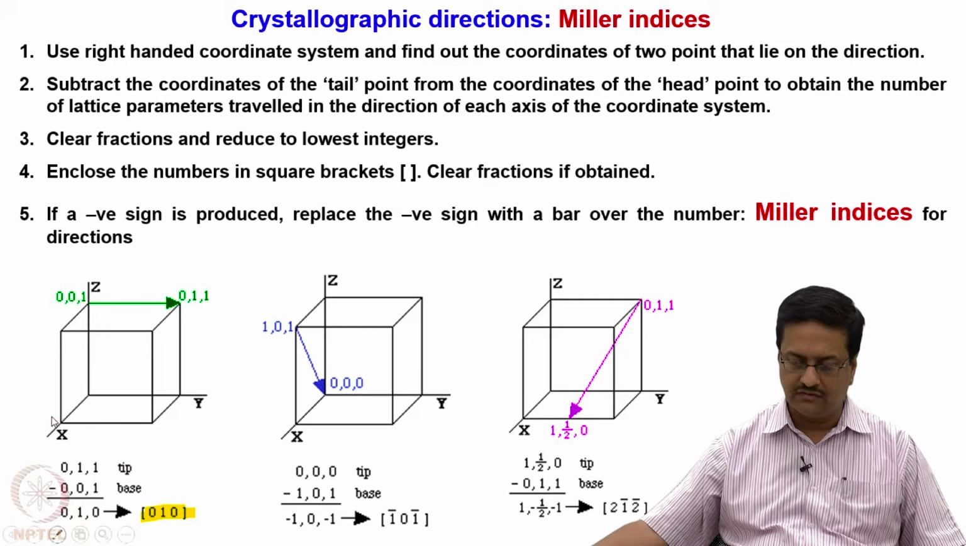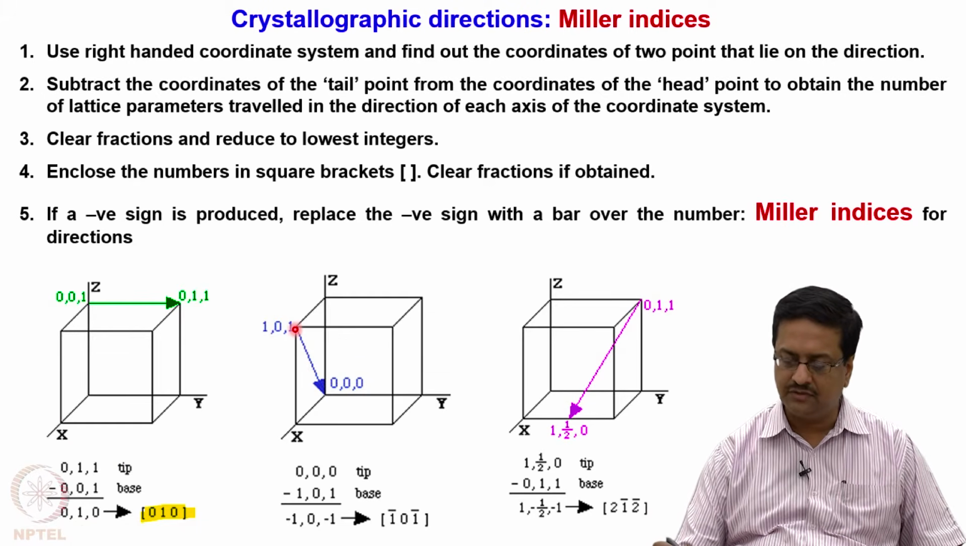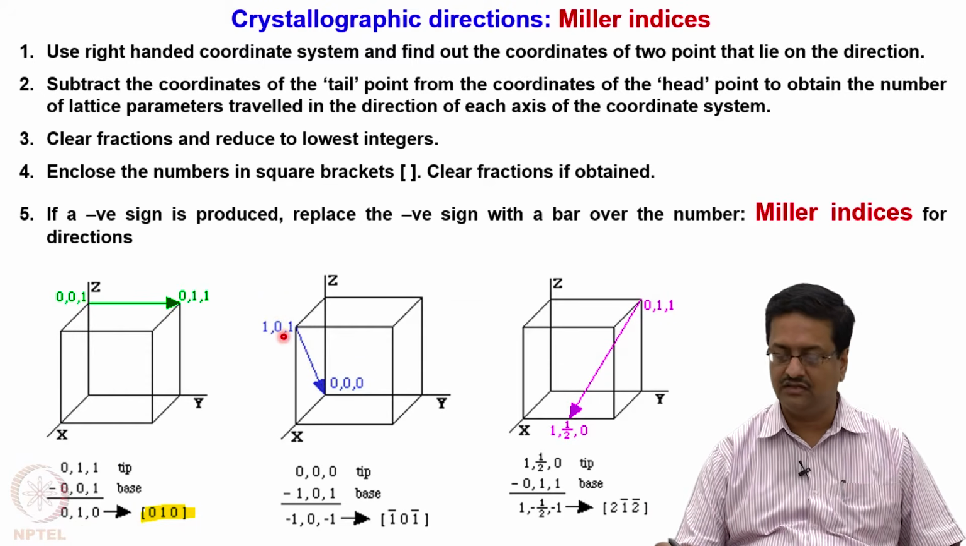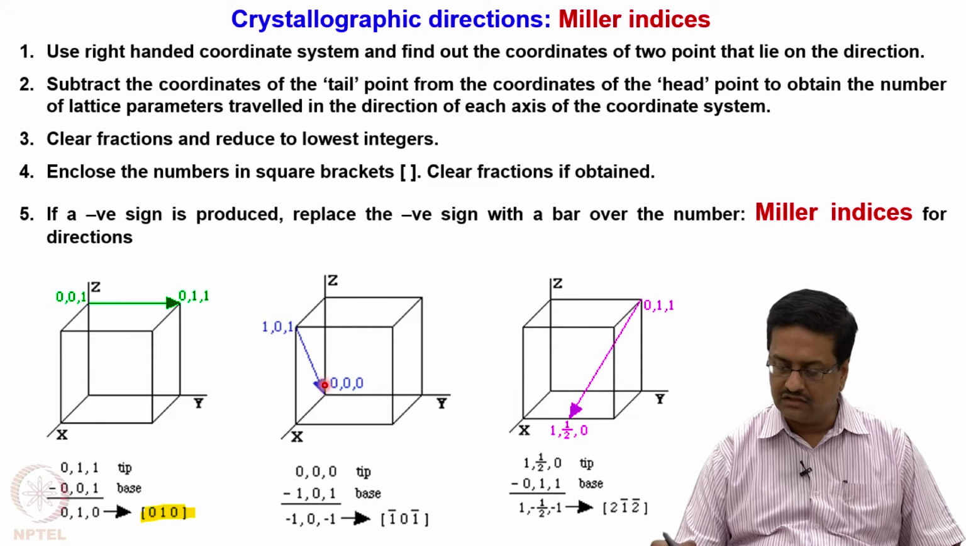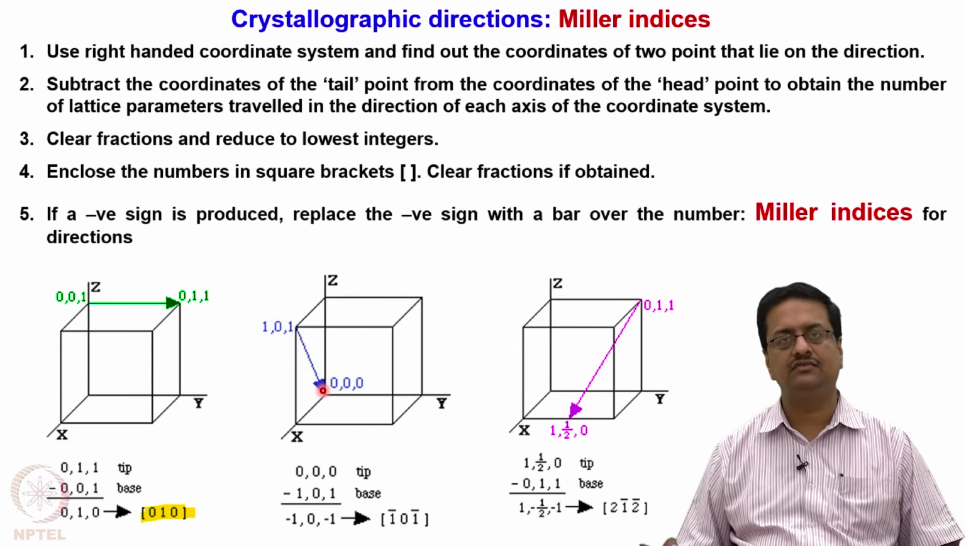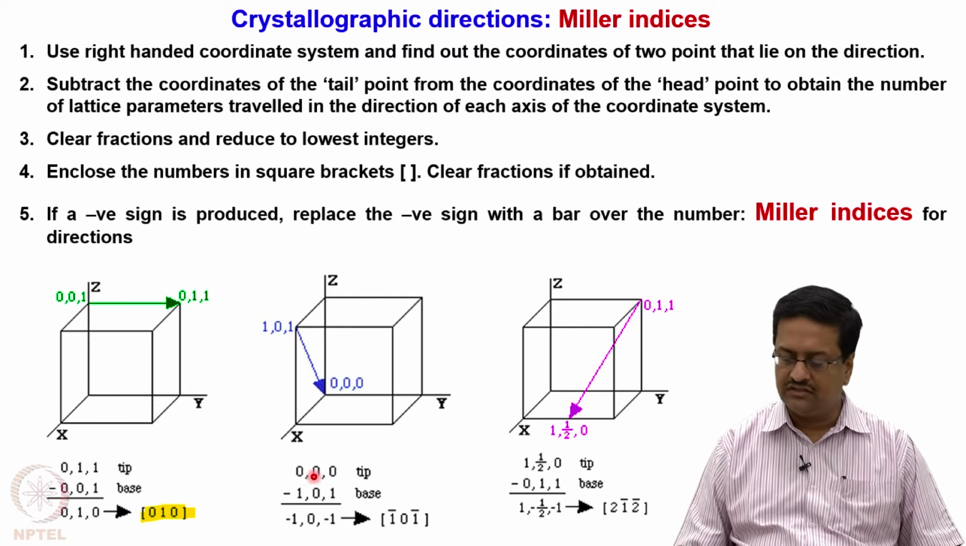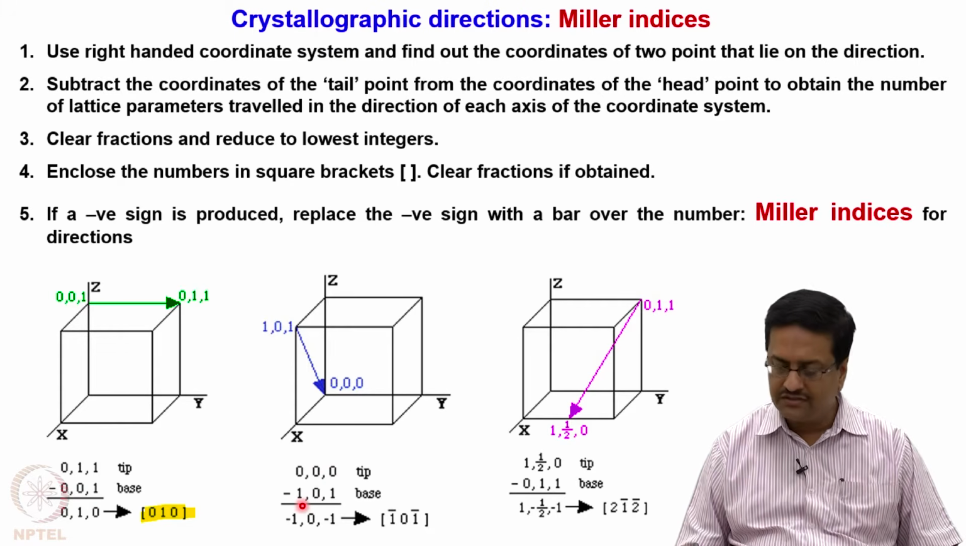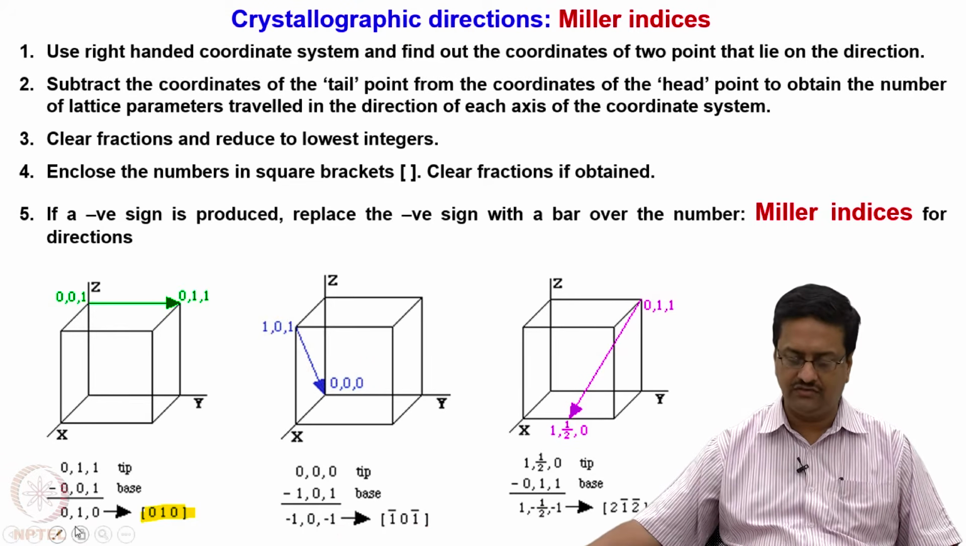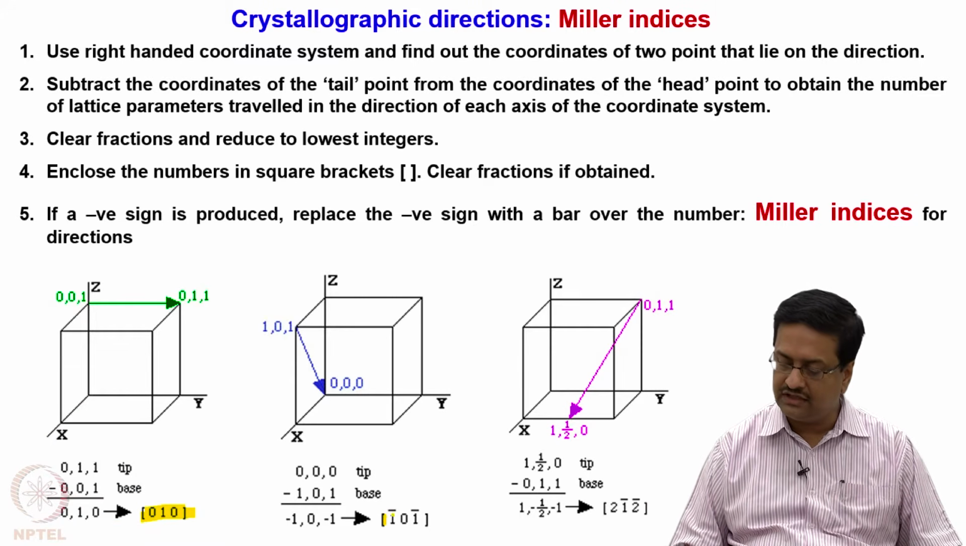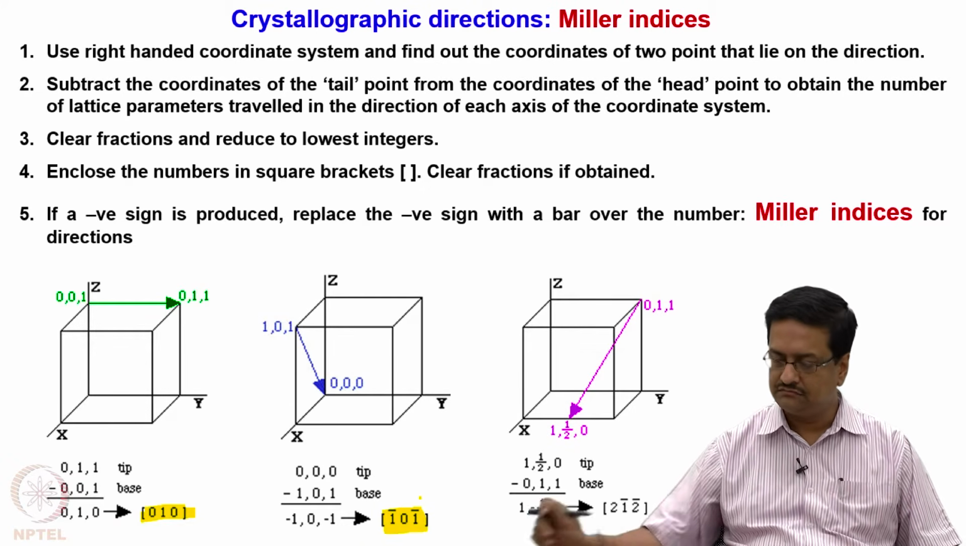Let us see the second one. Here the direction is from this corner, which has coordinates 1, 0, 1. From there we are trying to find out what is the direction towards the origin. So the origin is the tip, the base is 1, 0, 1. So on subtraction we have minus 1, 0, minus 1. So when we represent it within the square bracket, then the Miller indices for that direction is 1 bar, 0, 1 bar.